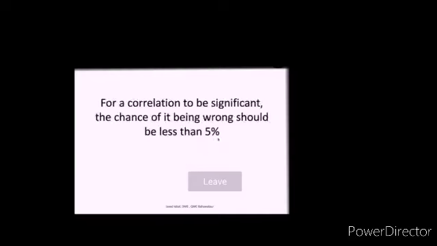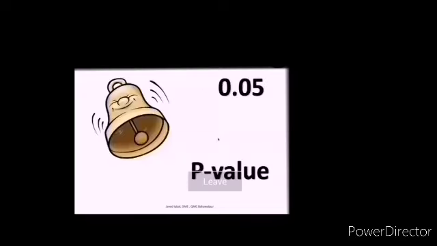This is converted to 5%. So for correlation to be significant, the chance of it being wrong should be less than 5%. So whatever statistical method we actually apply tells us only one thing, that this data has got less than or more than 5% chance of being right or wrong. In other words, if we consider 100 as one value, whenever you interpret any research, you see whether p-value is less than 0.05 or not.